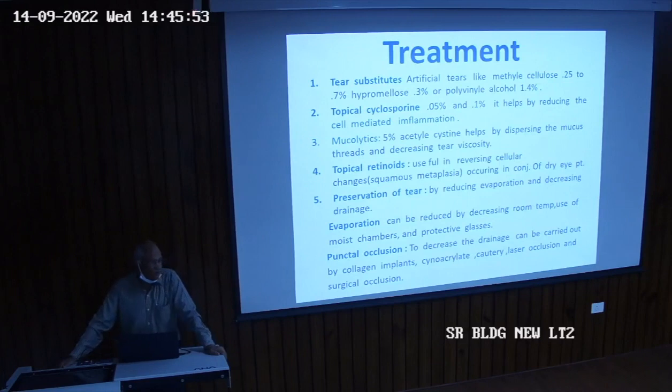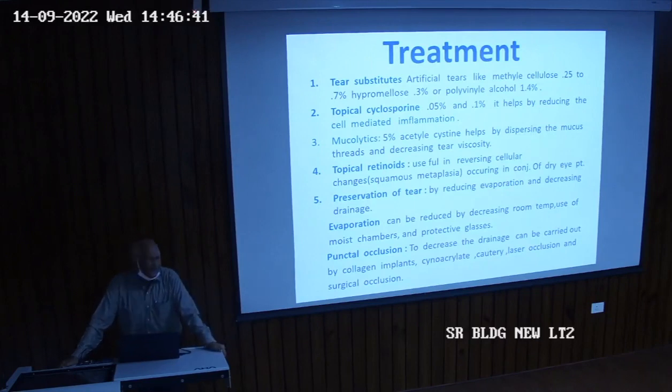Topical cyclosporine. Cyclosporine is an anti-metabolite drug. 0.5%, 0.1% helps by reducing cell-mediated inflammation. It reduces the cell activity so that there is less inflammation. Mucolytic, 5% acetylcysteine, helps by dispersing the mucus threads and decreasing the tear viscosity. Topical retinoids are useful in reversing the cellular changes, squamous metaplasia, occurring in the conjunctiva of the dry eye patient. So these are the important drugs: tear substitutes, topical cyclosporine, mucolytic, and topical retinoid. We start them immediately.